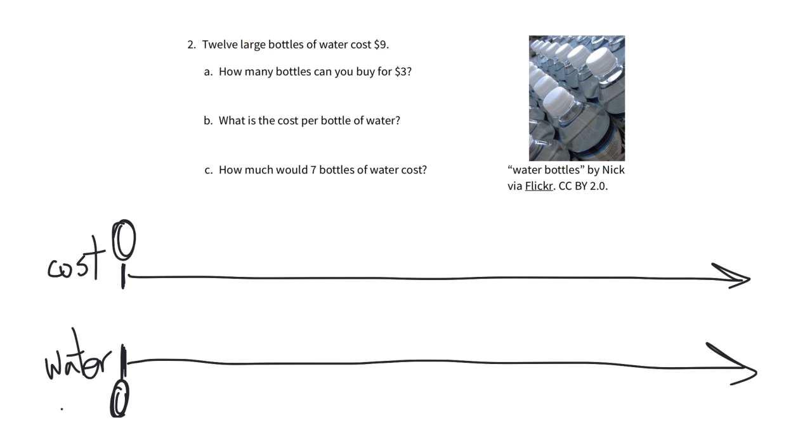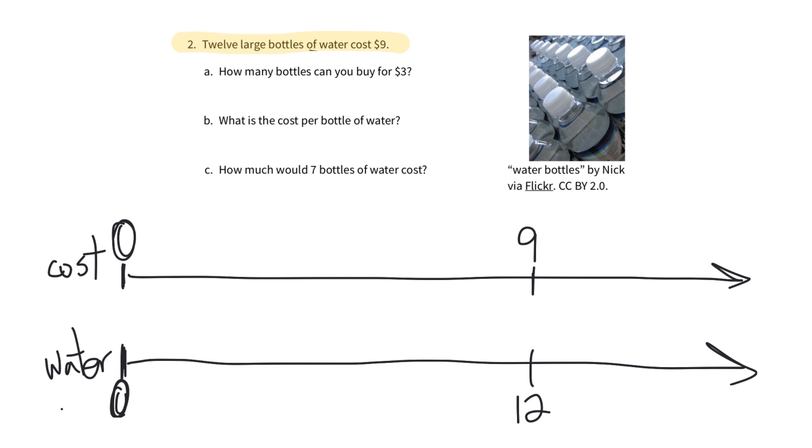It doesn't really matter where I put that. I'll put 12, and I want to put that 12 is going to cost me $9. How did I get that? Because it says so right here. There. It took me forever to get the highlight. Okay, so how many bottles can you buy for $3?